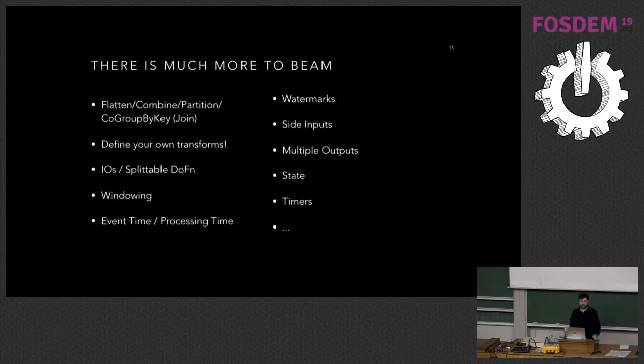This is just a very quick look into the Beam API. I thought it would be useful. There are lots more composite transforms, and you can create your own. We have lots of I/O. We have windowing, event time, watermarks, side inputs. State and timers may not make sense to you at the moment if you haven't tried them, but they are really useful concepts once you learn more about Beam and your pipeline gets more complicated.